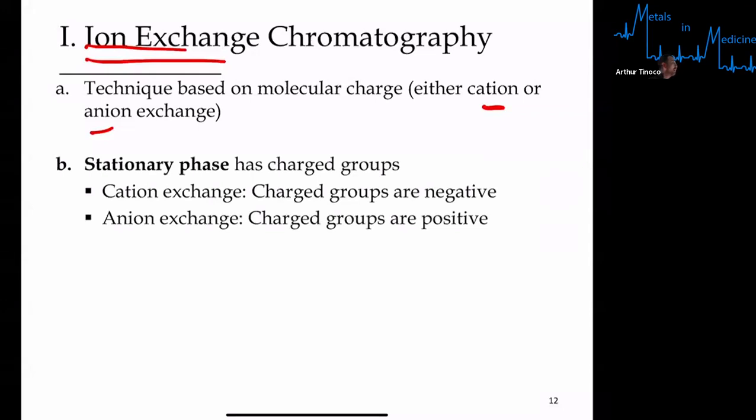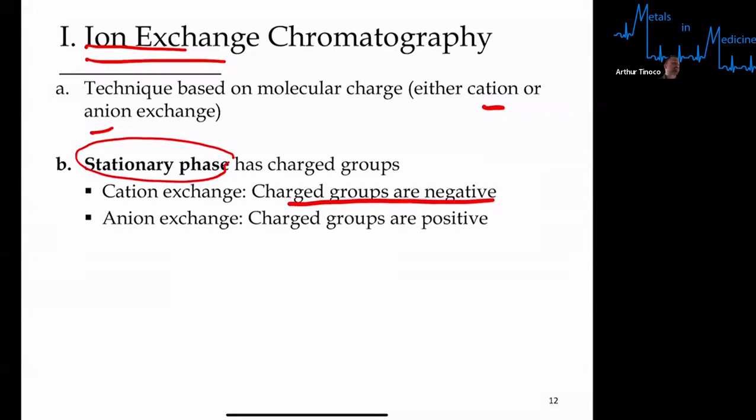So when we're using the ion exchange technique, then we have to start to think about, well, what's going to be our stationary phase? Because it's going to matter. So for a cation exchange, what we're doing is we're exchanging things that are positively charged. So if that's the case, our stationary phase has to consist of things that are negatively charged, because you're trying to capture positively charged things.